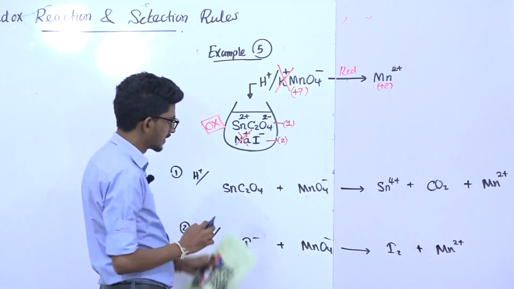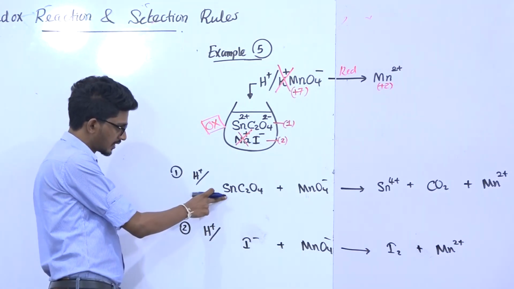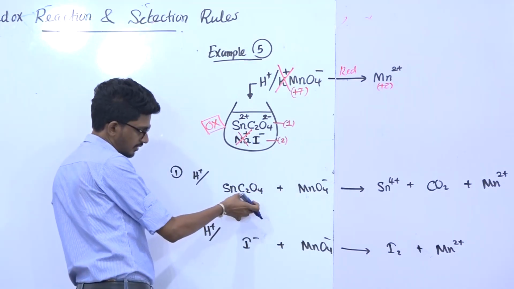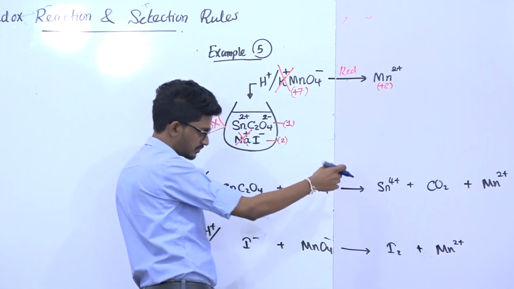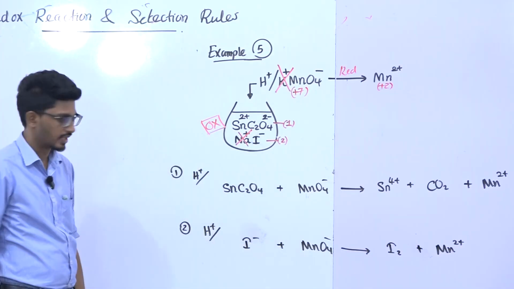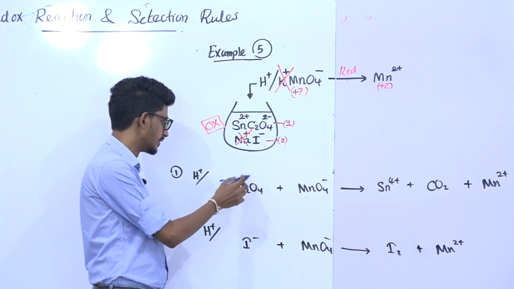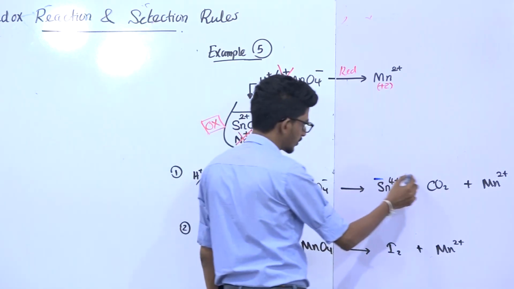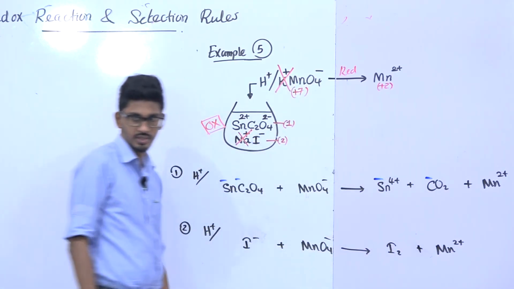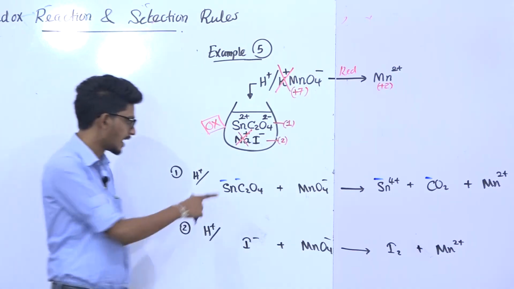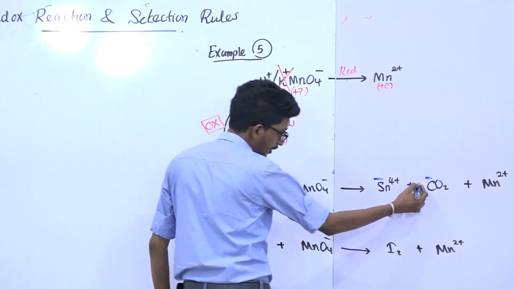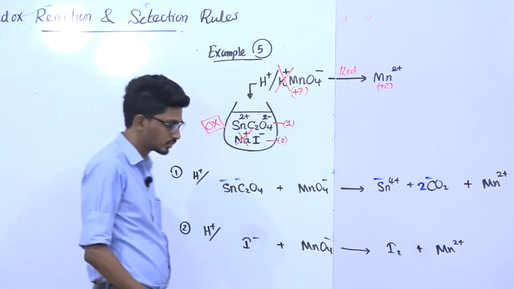The tin atom is oxidized from +2 to +4, and carbon is oxidized from +3 to +4, right? So only carbon and tin are involved. So the redox atoms in oxidation are actually carbon and tin. First of all, balance this one. One carbon is there, one carbon is there. Two carbons are there. So first of all you have to come up with 2 here, right? 2 carbons are there.